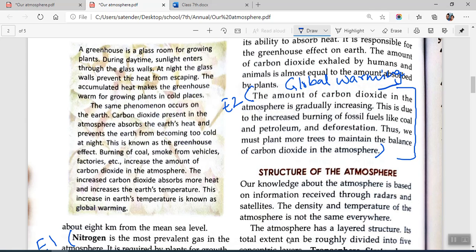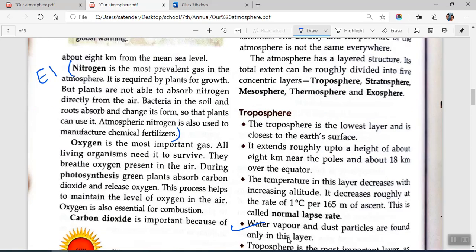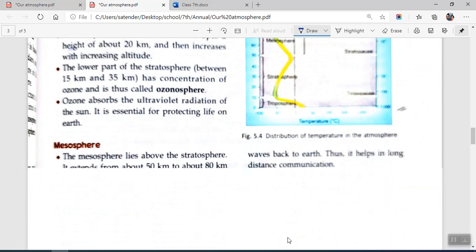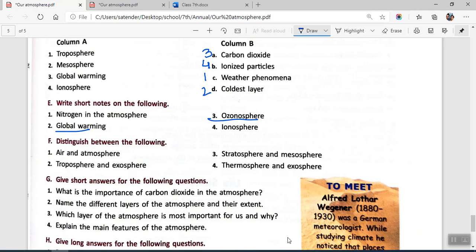Okay, all right. Then we have ozonosphere. Ozonosphere, we have this. There are smaller things. There are literally only 2 points. So as part of your E3, you will be writing these 2 points. The lower part of the stratosphere has a concentration of ozone and thus is called ozonosphere. Ozone absorbs. So as part of this answer, you will be writing these 2 points.